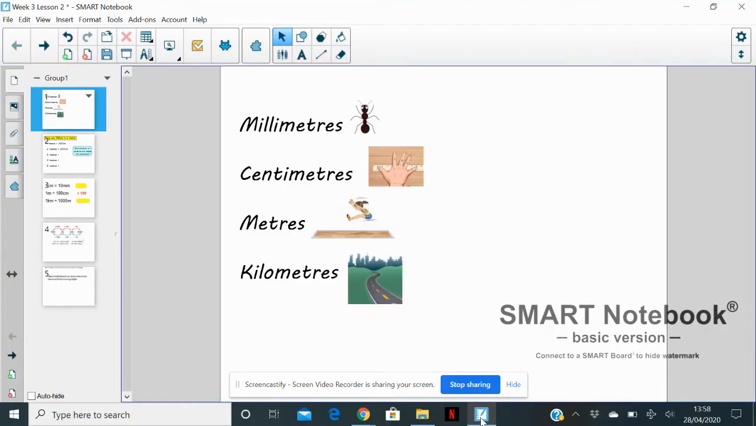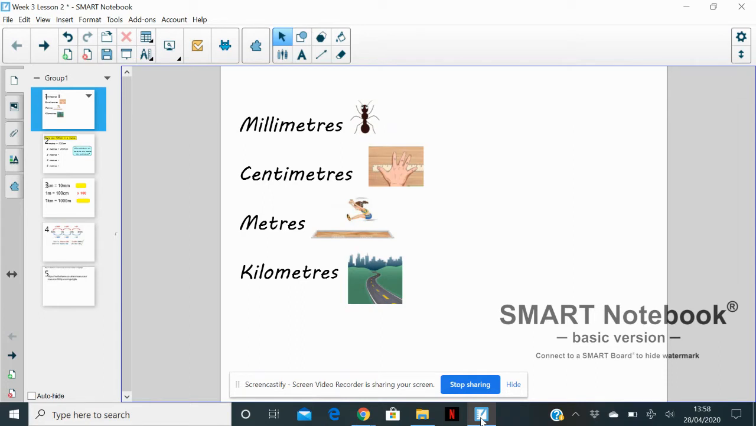Okay, so like I mentioned before, we are thinking about the units of measurement that we can use to measure length. So we talked about millimetres being a very small unit of measurement. We would use millimetres to measure something, say for example, the length of an ant or another small insect. 10 millimetres is the same as 1 centimetre. Now centimetres we can use to measure something which is still quite small. Let's say, for example, the length of a book or your hand span from the tip of your little finger to the tip of your thumb.